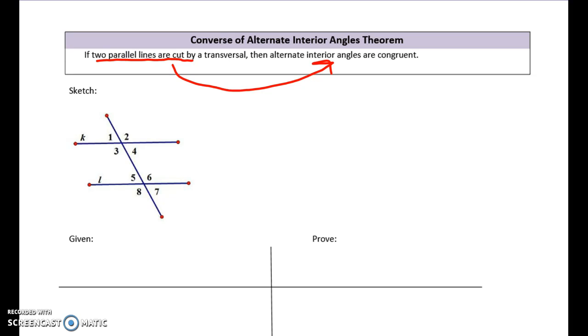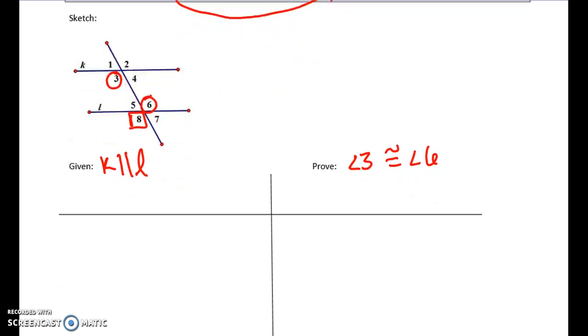So if two parallel lines are cut by a transversal, remember my given is always in my if statement, in the hypothesis. So my two parallel lines are K parallel to L, and I want to prove that alternate interior angles are congruent. So I'm going to prove the same set again, just so we can see the similarities. I'm going to prove that angle 3 and angle 6 are congruent. Angle 3 is congruent to angle 6. And just like last time, I'm going to choose angle 8 to be a helper angle for me because I need helper angles in order to prove this effectively.